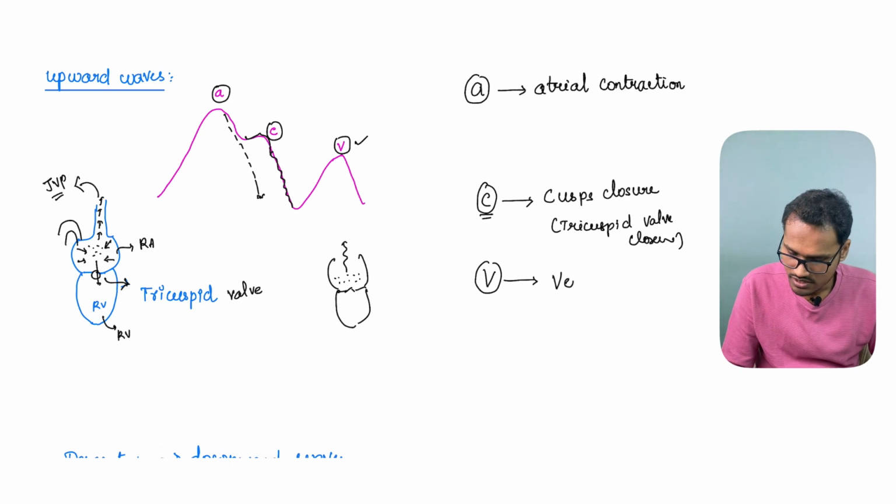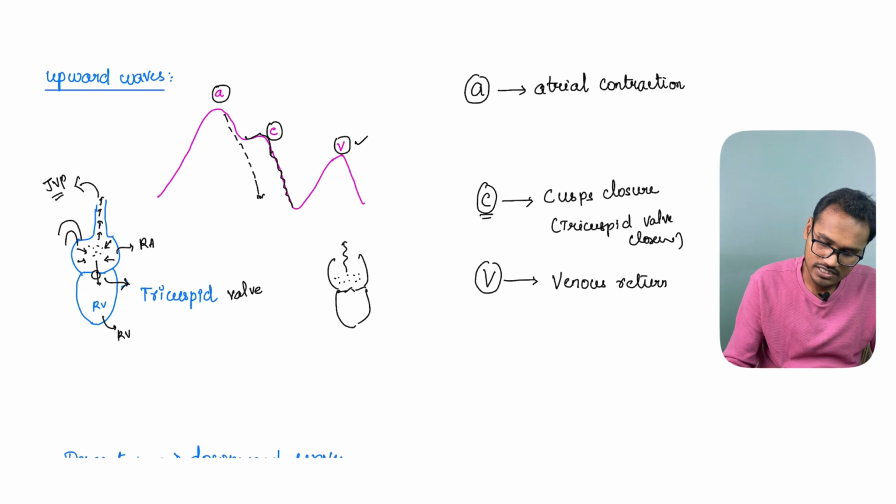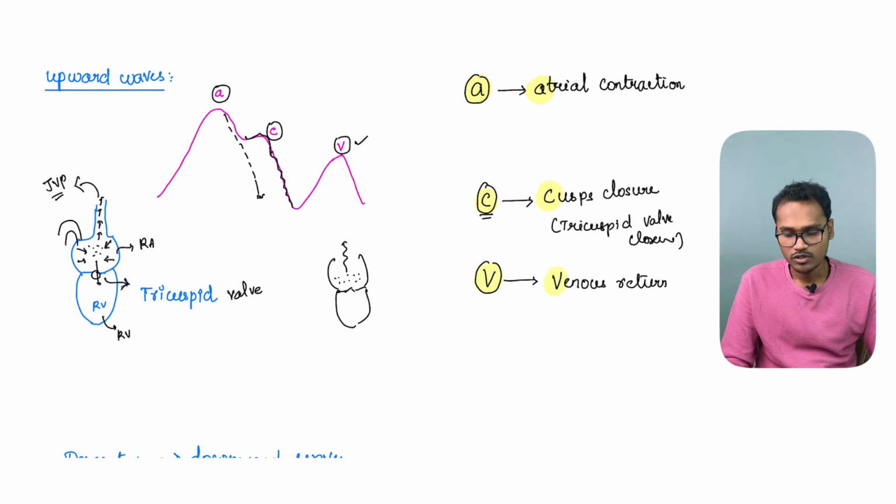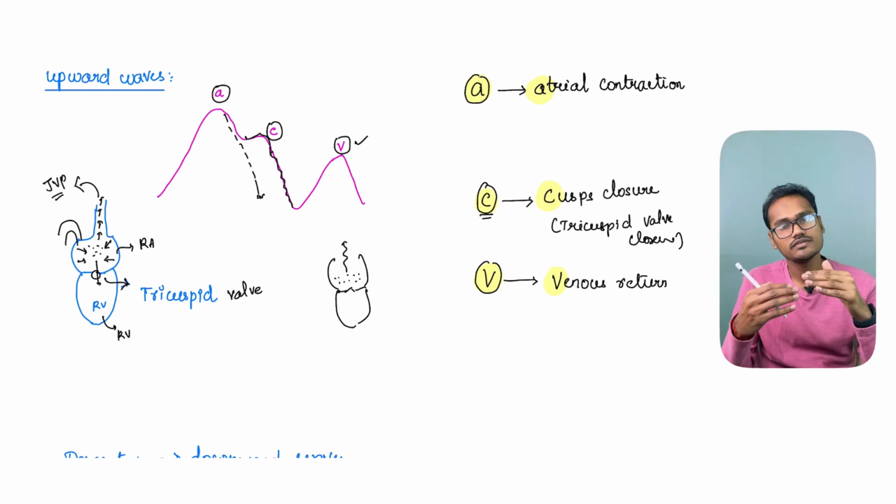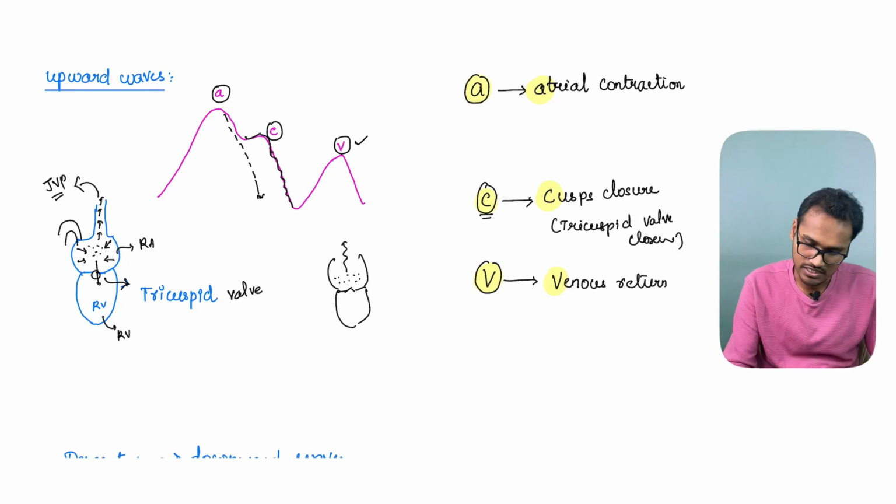So the JVP will produce another upstroke, which is the V wave, which is nothing but venous return. One good thing about these ACV waves is that they are easy to remember: A for atrial contraction, C for cusp, and V for venous return. Atrial contraction generates a pressure in the JVP, then closure generates a pressure, then venous return. So these are the upward waves.